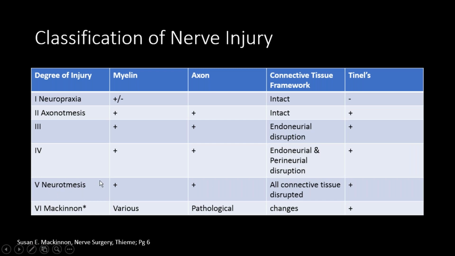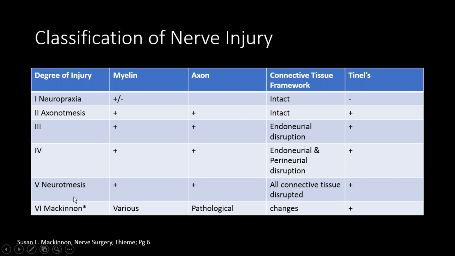And grade 5, which is neurotmesis, there is complete severance of the nerve, and so there is no myelin and no axon, and all the connective tissue layers have been disrupted. And this is the grade which definitely requires surgical intervention. In fact, depending on several other factors, even the third and fourth grade may also require surgical intervention.